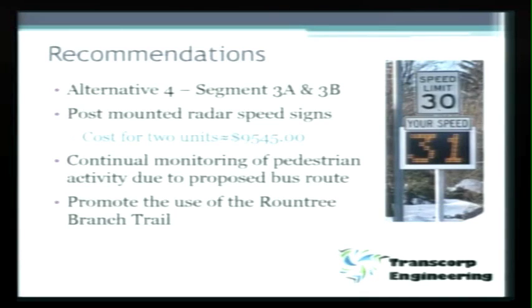Regardless of which alternative is selected, we would also recommend that post-mounted radar speed signs be installed on either end of the restaurant district where there's a speed decrease. These electronic signs are an effective way to remind motorists of their traveling speed in relation to the posted speed limit. We also contacted a vendor, and they gave us a budgetary quote for these as $5,000 per solar-powered post-mounted radar speed sign. We would also recommend that there is continual monitoring of the pedestrian activity due to the proposed bus route and how that affects it. And we'd also promote the use of the Roundtree Branch Trail for pedestrian and bike movements.